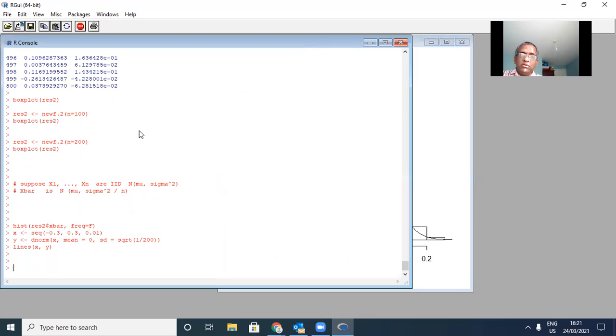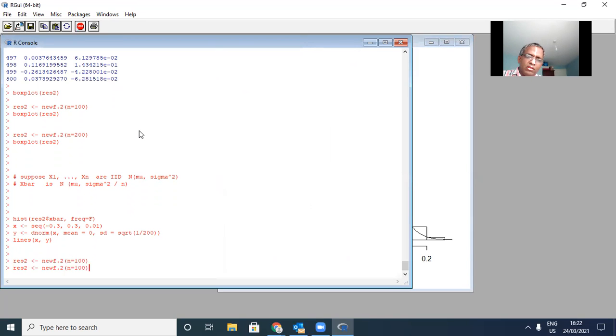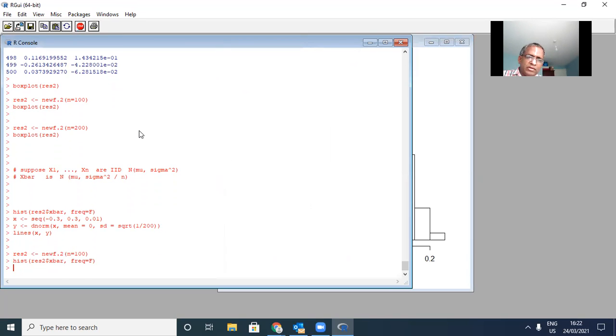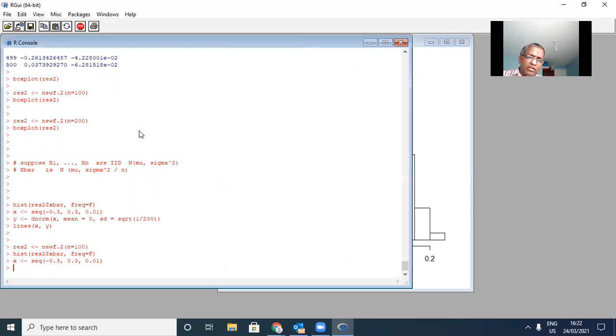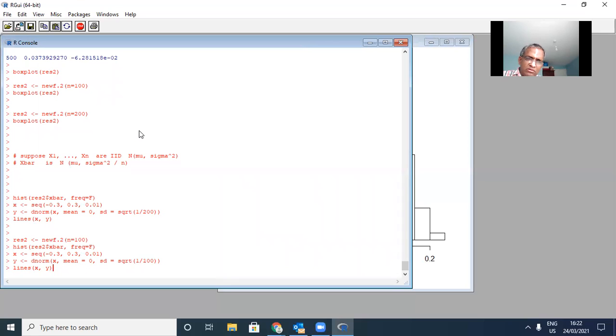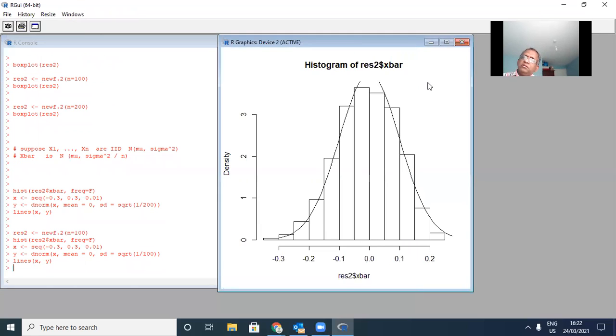Now let's repeat this for different values of n. Suppose I choose n to be, say, 100. Then I do a histogram, and then I define the x values and define the y. In this case, I will change n to 100. And then finally I do the lines. And again, you see that the theory is supported. That is, the density of the normal with 0 mean and variance 1/100 fits the simulated data pretty well.